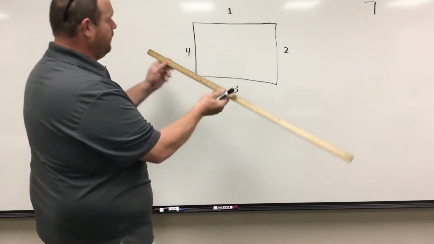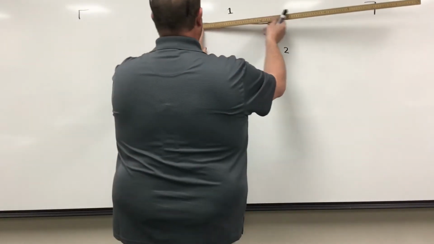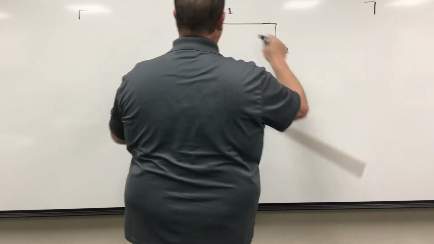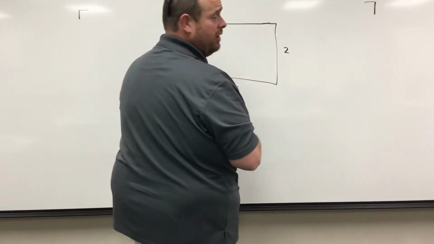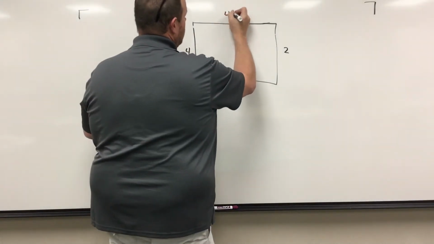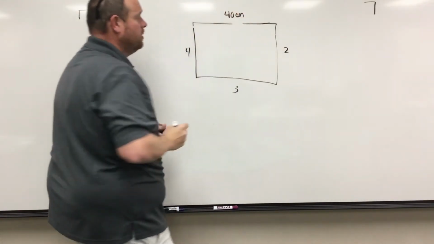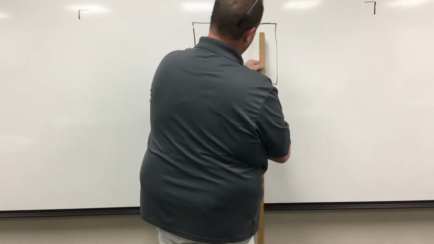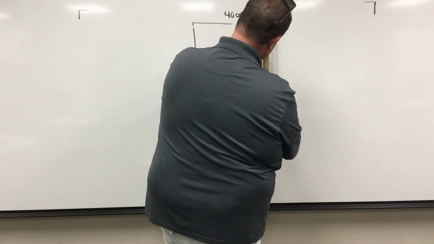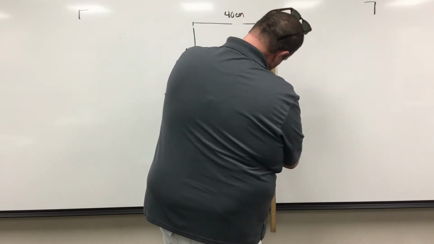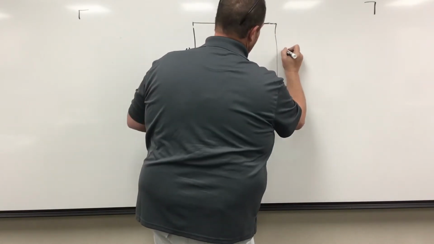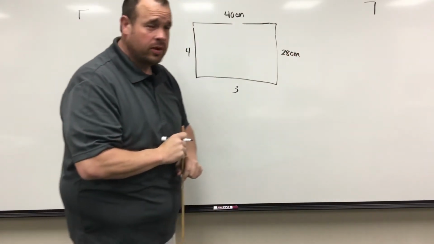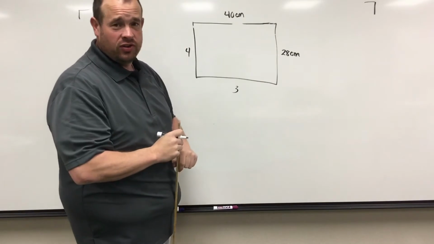Okay, so let's take a look at the first one. We're going to measure in centimeters. We're going to come up here and measure, and we have 40 centimeters. So I can erase side 1 and write 40 centimeters. Then we're going to measure side 2, and we are going to get 28 centimeters. Okay? So let's measure side 3.